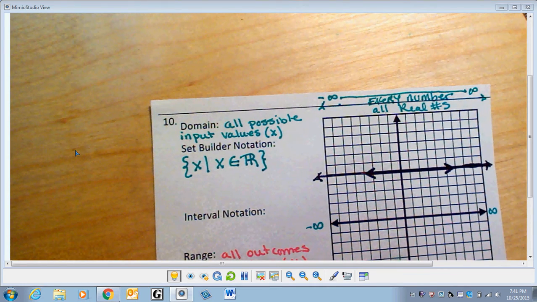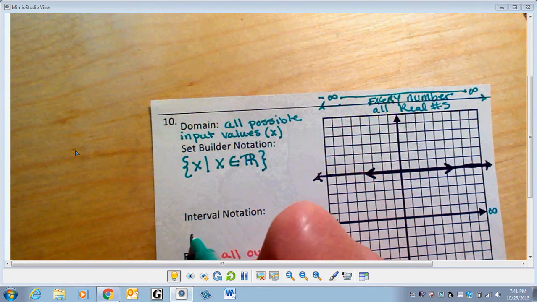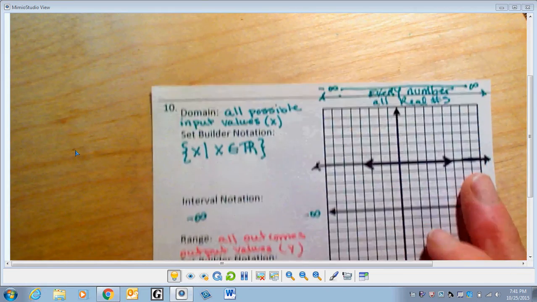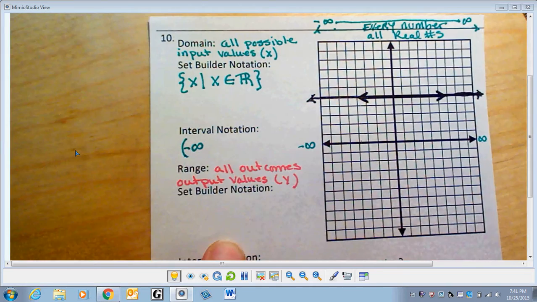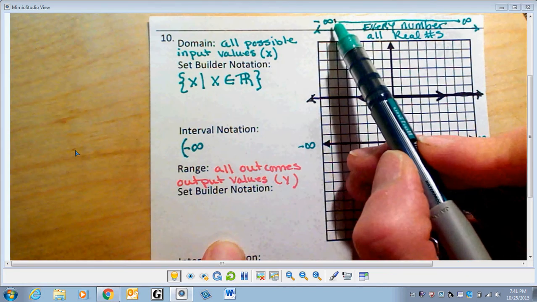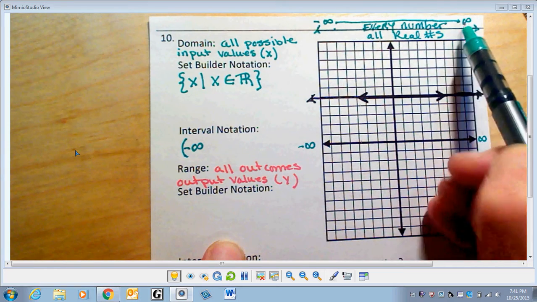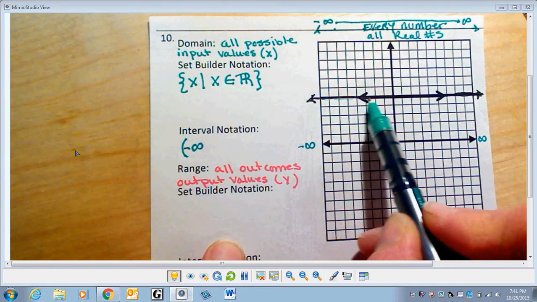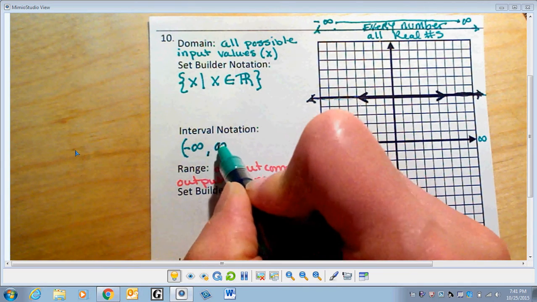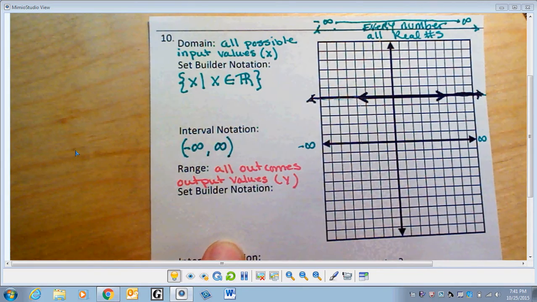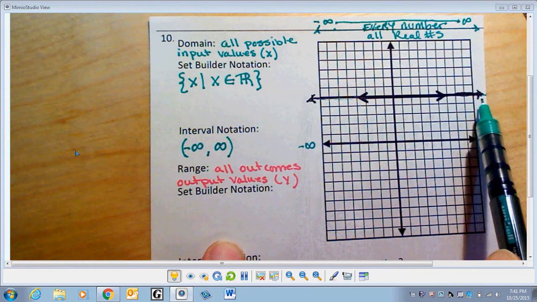So interval, where's the smallest? The smallest starts at negative infinity. Can we ever reach negative infinity? No. We can get really close, but it keeps running away. And I keep going. I don't stop. I keep going until I get pretty close to infinity. So the interval notation is from negative infinity all the way to positive infinity.